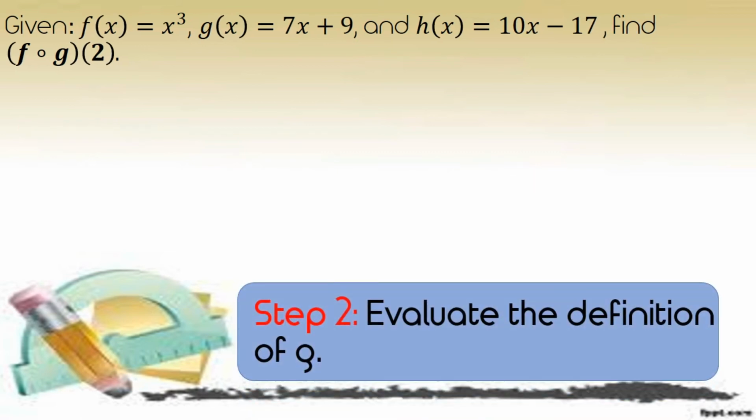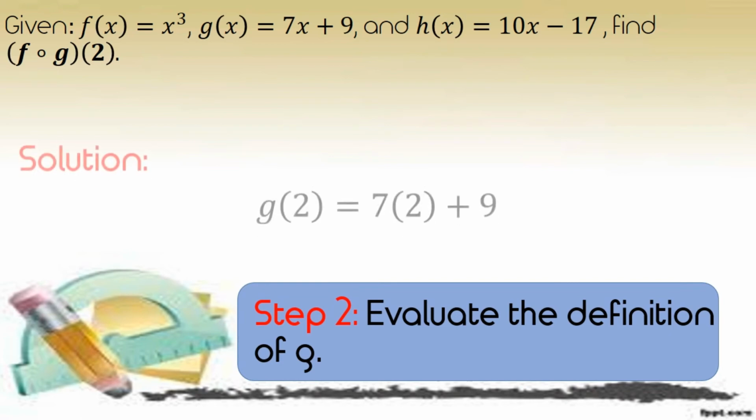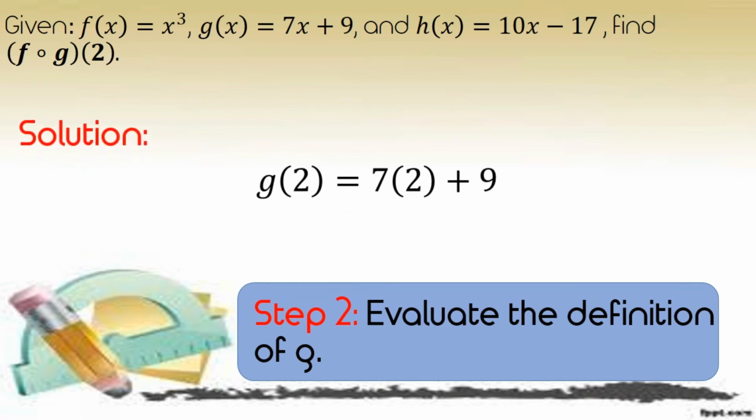So we evaluate the definition of g by substituting 2 to the variable x of the function g of x. So 7 multiplied by 2 plus 9. Simplifying, g of 2 will be equivalent to 23.